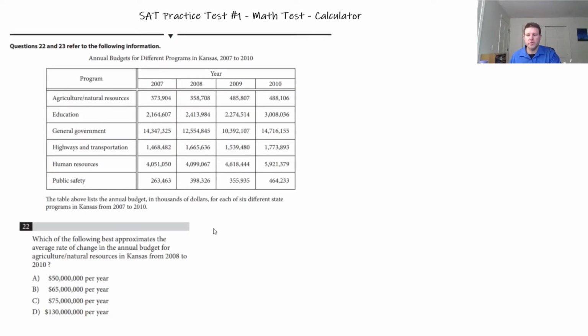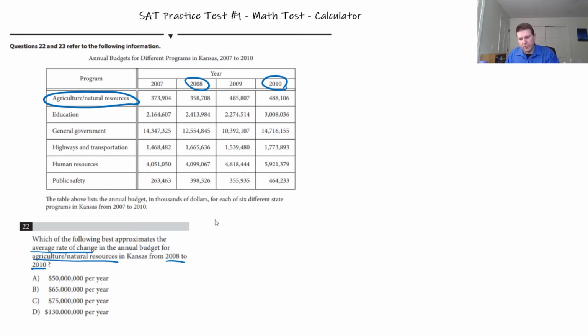Number 22 is not super common as a problem type anymore, but they'll test sort of loosely on the same thing in a couple different problems in this book. So it's worth going over. It's a good thing to know. So if you just notice here, they're looking for the average rate of change in the annual budget for agriculture and natural resources. So we'll just hone in on that up here. Okay, so in Kansas from 2008 to 2010, so that's 2008 to 2010.